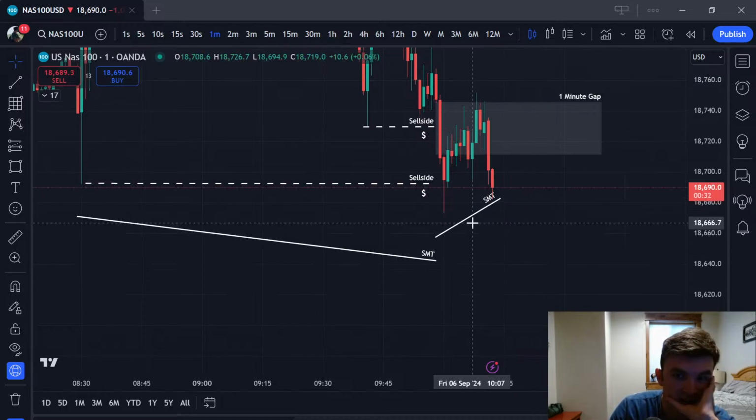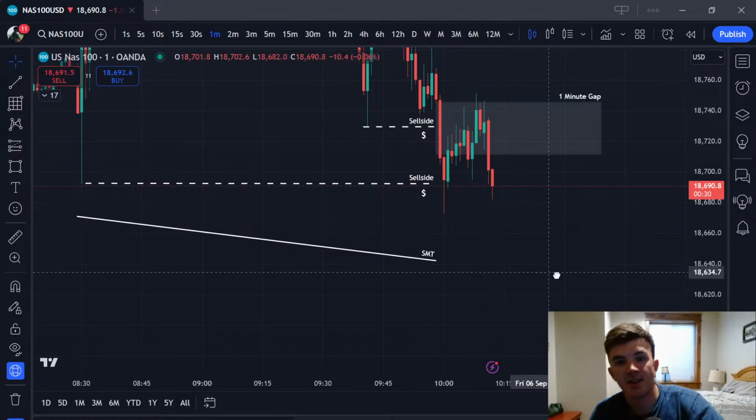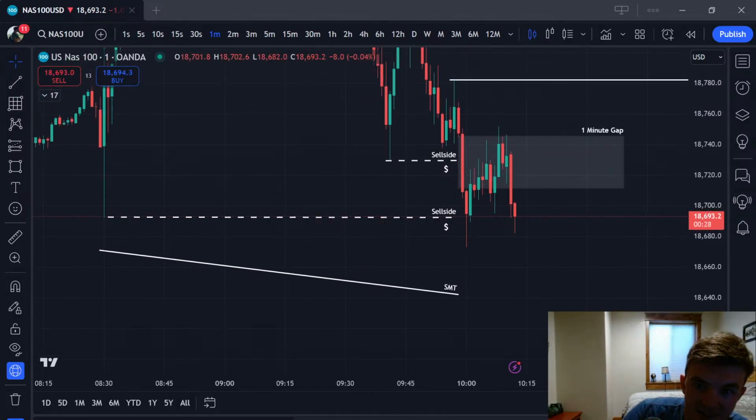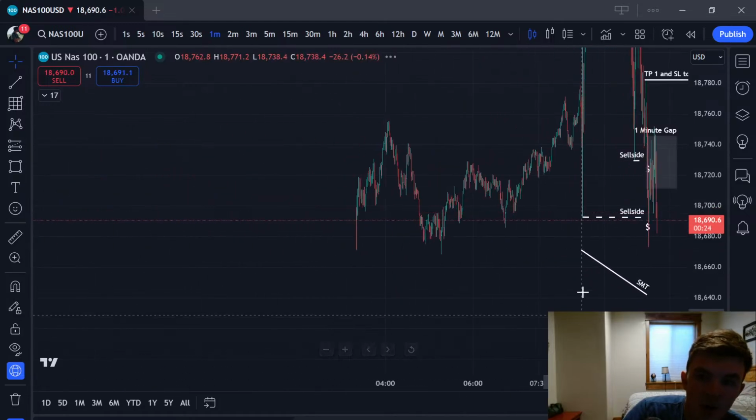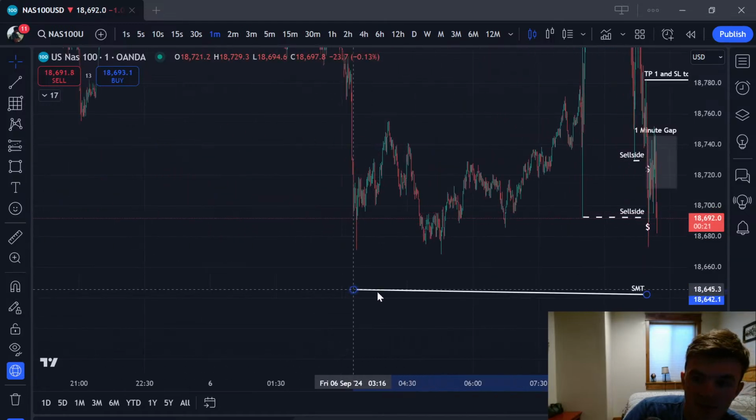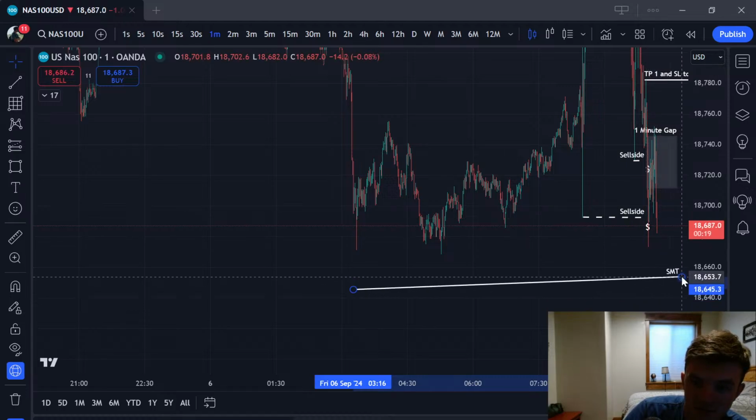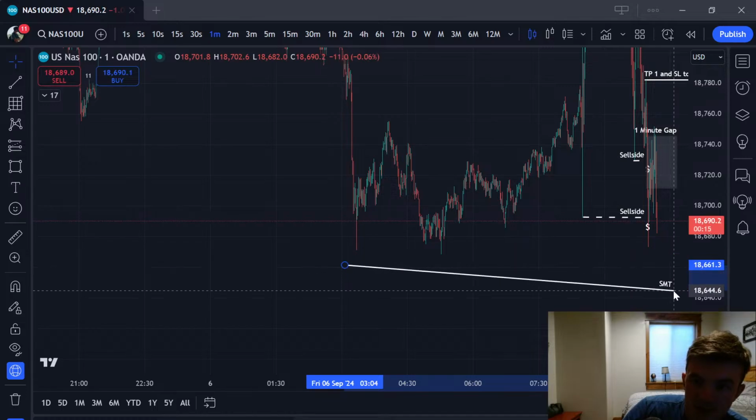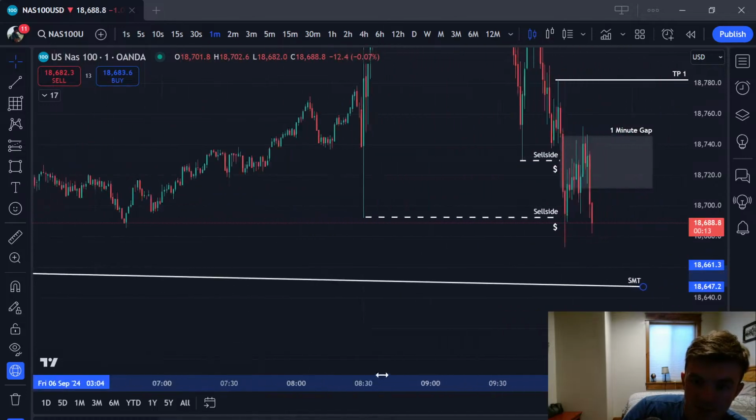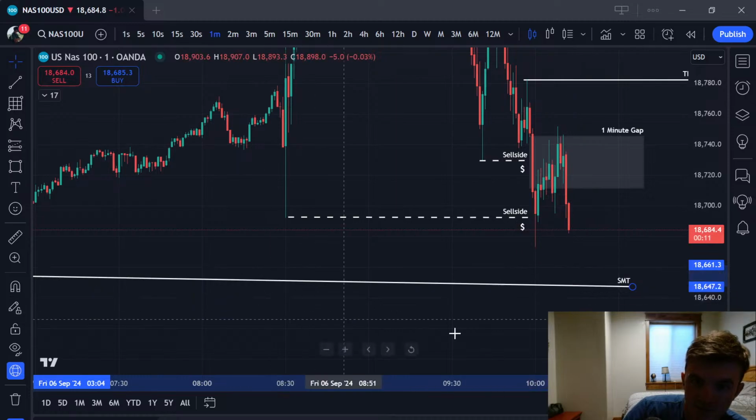So now, honestly, if we came down and we swept all the rest of these lows, that would be cool. But then it wouldn't be a... Oh, it would be an SMT. So if we got this, then it'd be SMT. So we're actually pretty okay with it coming down and forming a lower low.